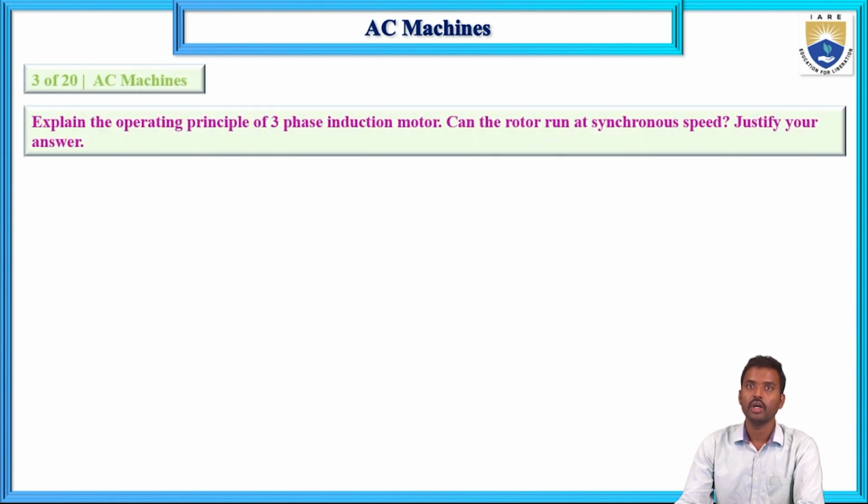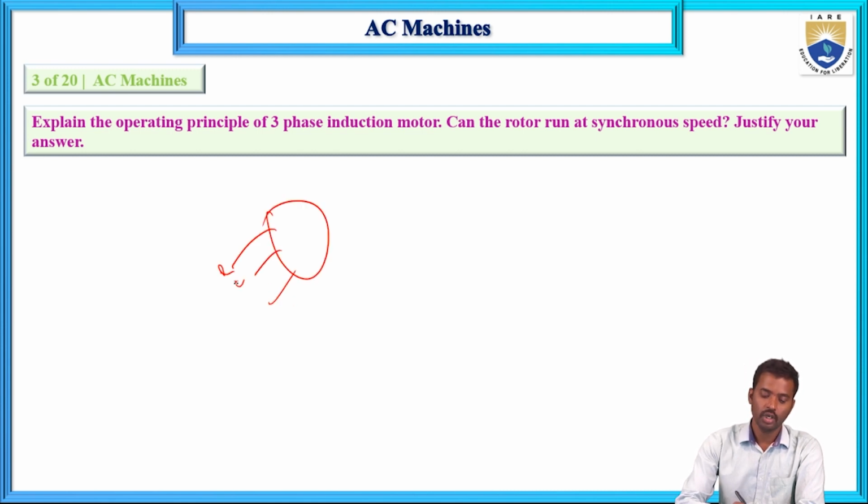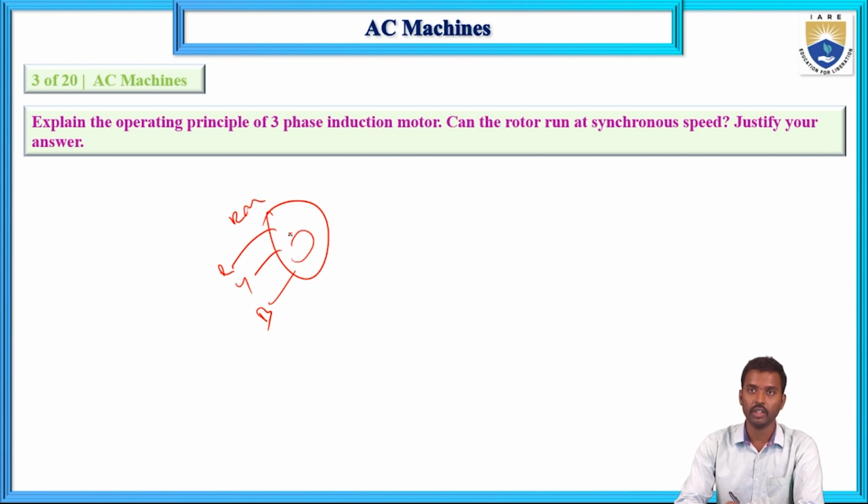The working principle of the three-phase induction motor I explained in the previous slide. If you give the three-phase supply, an RMF is developed. This RMF cuts the rotor conductor and an induced EMF is developed, which sets up a current in the closed path. This current sets up flux, and with the RMF and induced EMF, mechanical energy is developed. Can the rotor run at synchronous speed?